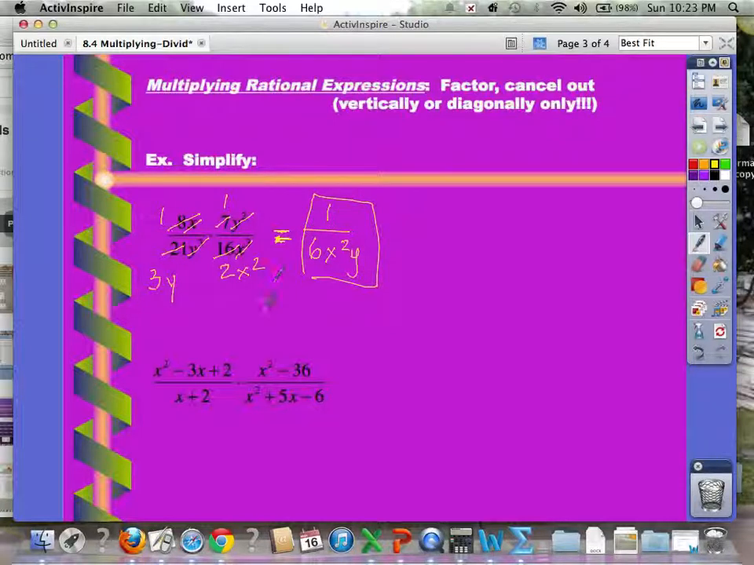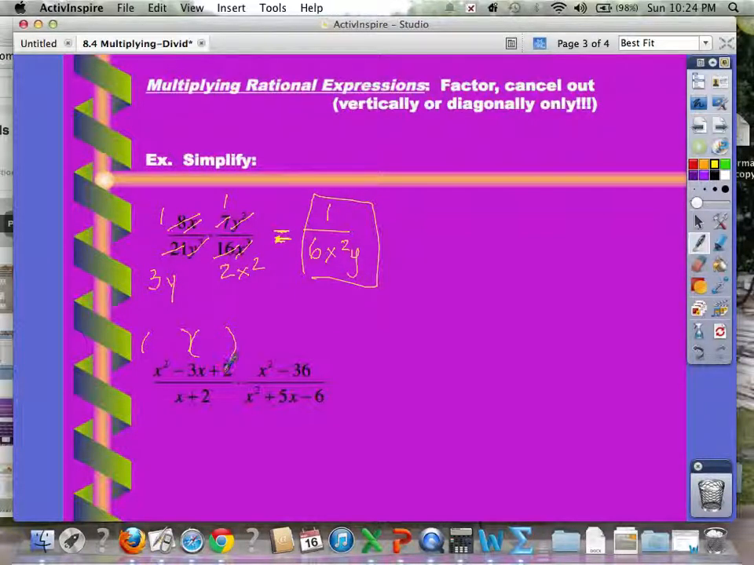And let's do one where there's factoring. Alright, so now we have x squared minus 3x plus 2. That is a type 1, so you need to go ahead and factor this. As I factor, I will mark out the original so that I'm not confused as to what I've already done.